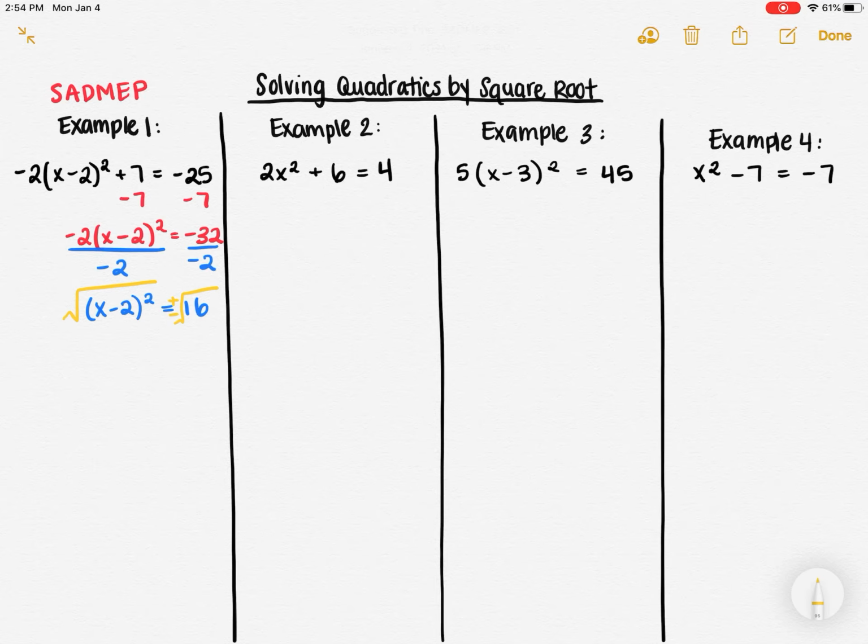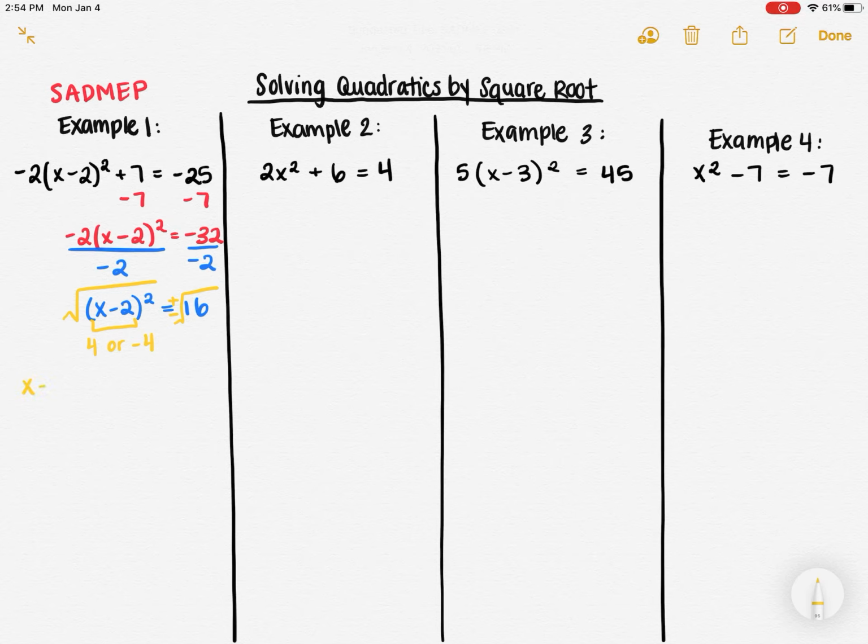Because we're basically thinking, what number squared would give me +16? And there's actually 2 options. 4 squared gives me 16, or -4 squared also gives me 16. 4 times 4 is 16, and -4 times -4 is 16. So I have to consider both of those options. So in order to remind myself that x minus 2 is equal to either +4 or -4, I just say take the plus or minus square root of 16.